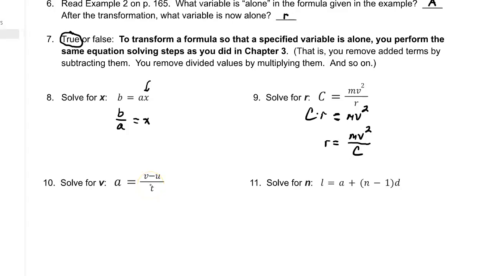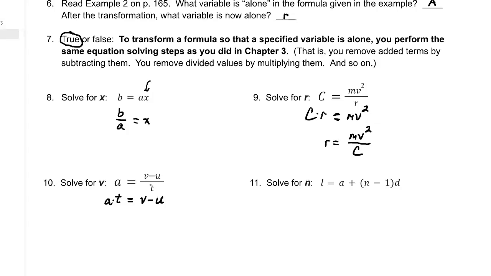Question 10. Solve for the variable v. Right now we have a math formula with the letter a, the letter v, the letter u, and the letter t. That formula has been solved for the a. We want to transform it so the letter v is alone. Well, first, let's remove that dividing by t so that there's not a denominator with a t. We can do that by multiplying by t. So we have a times t is equal to v minus u.